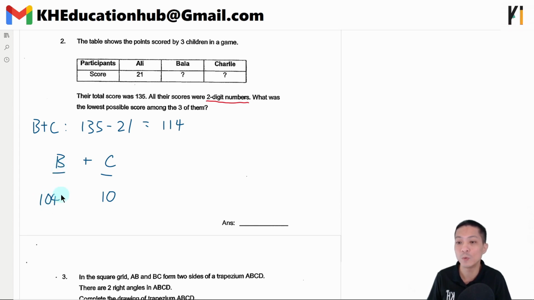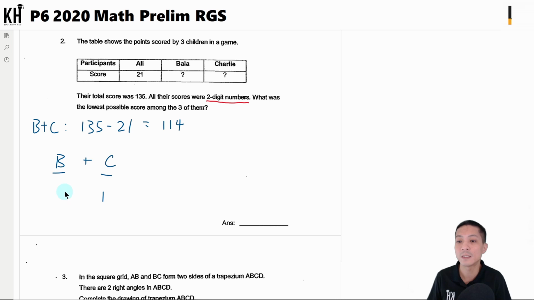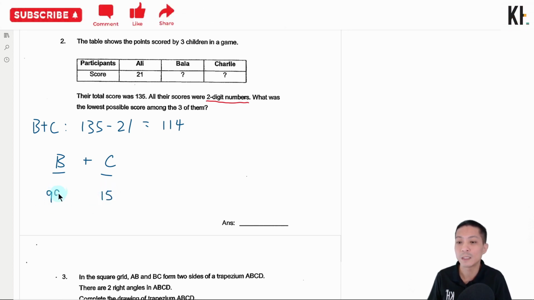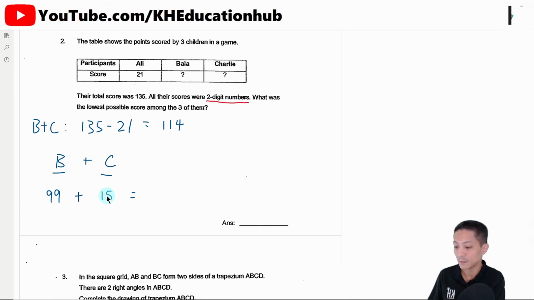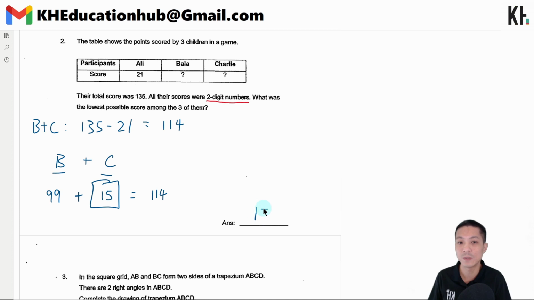Okay, so it's got to be a 2-digit number, which means that one of them must be a 15. Okay, so that the other will be a 99. Okay, if you work it out, 99 plus 15, it is 114, which means that the one with the lowest score is 15, but I do not know is it Bala or Charlie. Okay, so what was the lowest possible score among the 3 children? Is 15.